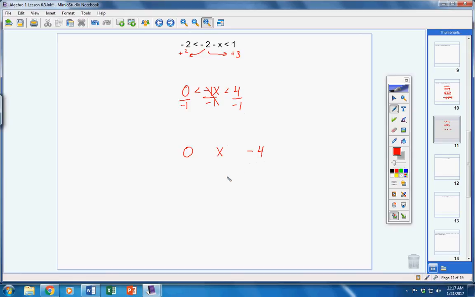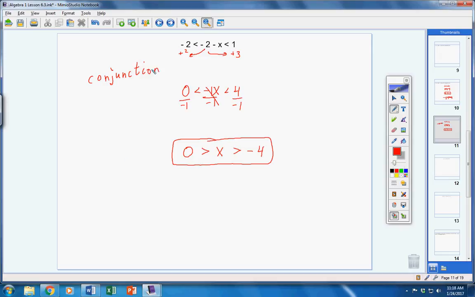Now hold everything. What kind of number did you divide by? A positive or a negative? Negative. So what did you learn the other day? You have to turn the arrows. So this arrow now faces this way. This arrow now faces this way. And there's your answer. You must turn both arrows when you're dealing with a conjunction. When you divide by a negative number, you must turn both arrows.